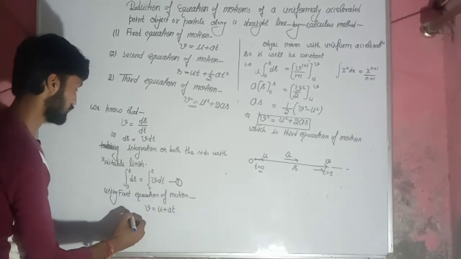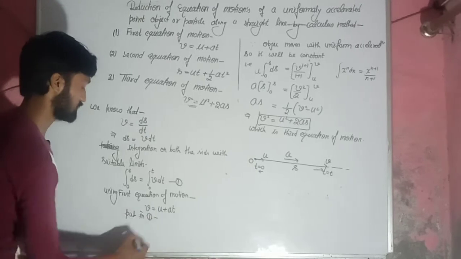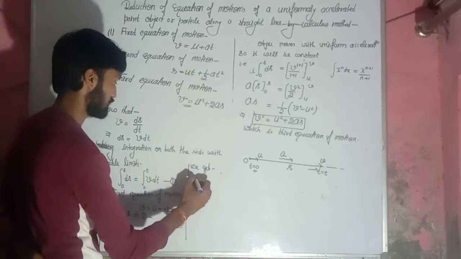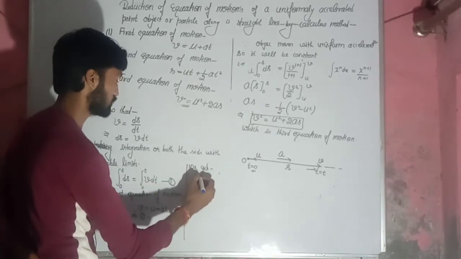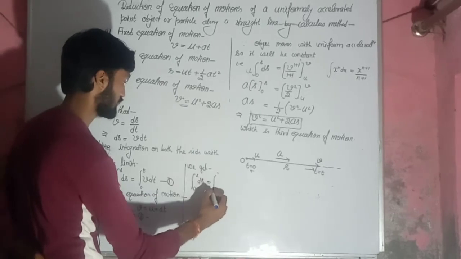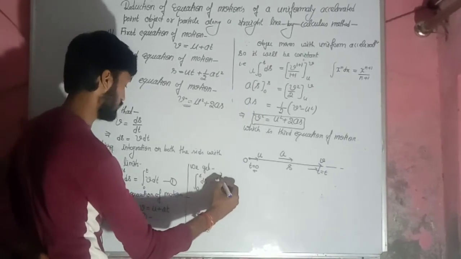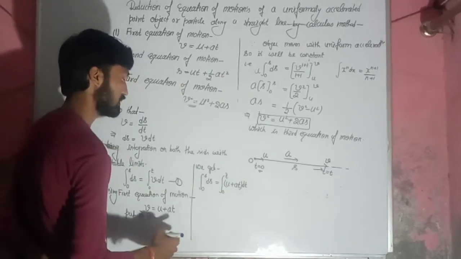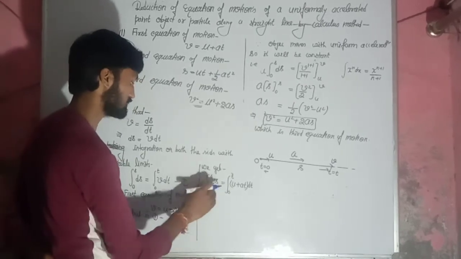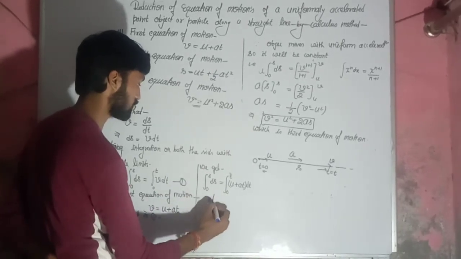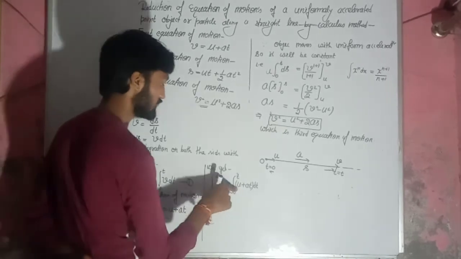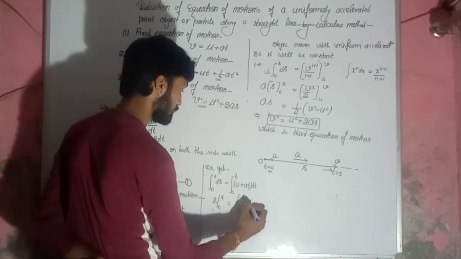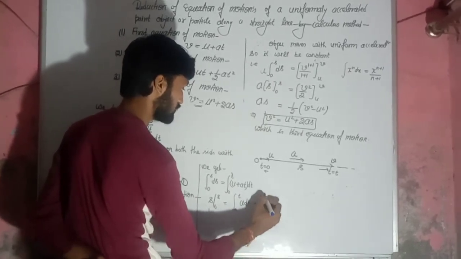Putting this value in the first, we get integration from 0 to s of ds equals to integration from 0 to t, and the value of v is u plus at, multiplied by dt. Okay, so we can write this integration of s, with limit varying from 0 to s, will be equal to, and this integration converts into parts like that: 0 to t u dt plus 0 to t a t dt.